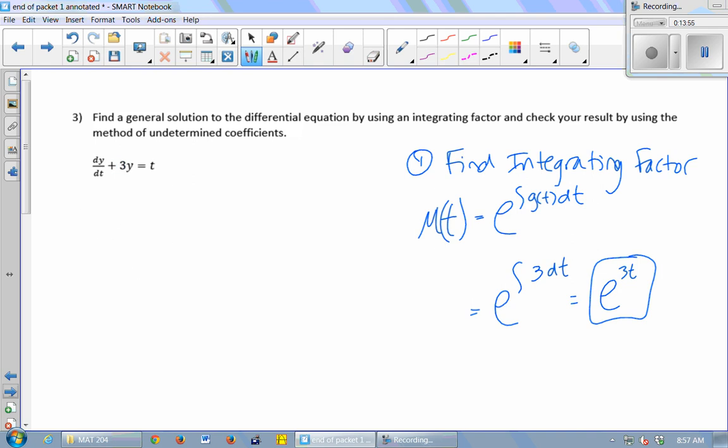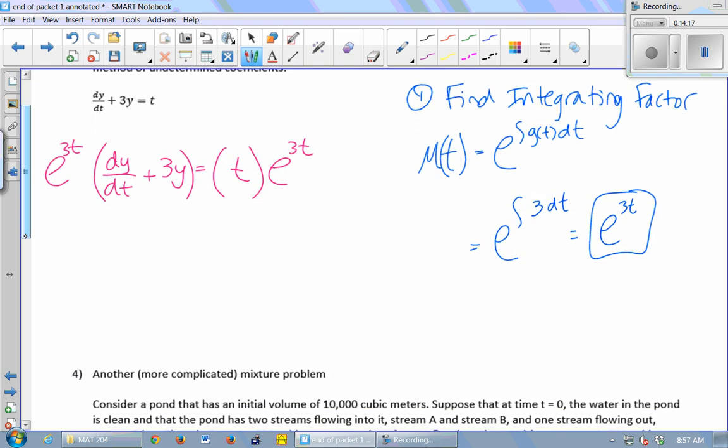Okay, so my next step is to multiply both sides of the differential equation by the mu of t I just found. So I've got dy dt plus 3y equals t. Multiply both sides by e to the 3t. All right, so when I distribute this e to the 3t, I have e to the 3t times dy dt plus 3y e to the 3t equals t e to the 3t.